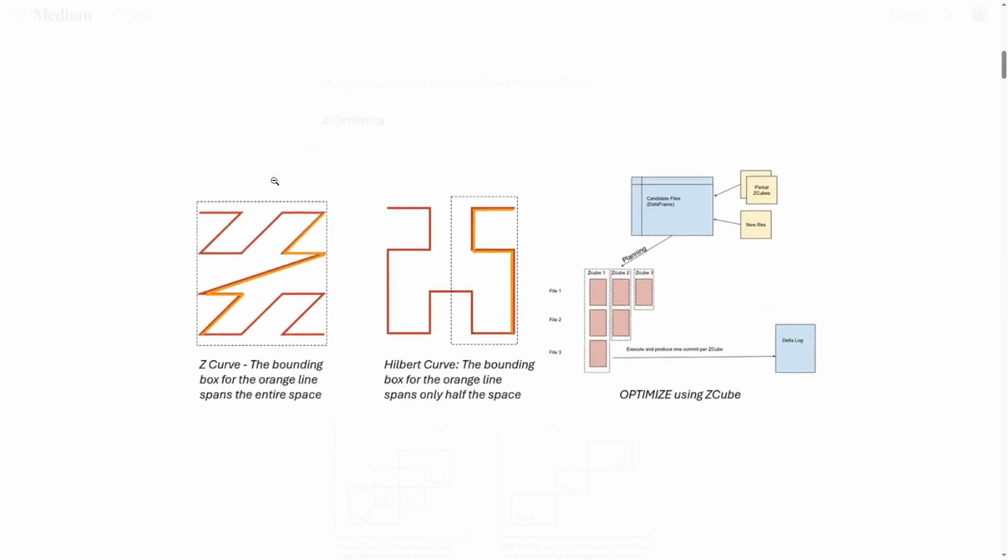And this is the Z order curve that we have. It goes from one quadrant to another, then comes diagonally, then goes right, then again diagonally. So that way, this curve or zigzag path is why the name is Z order. This Z curve, which is the bounding box for the orange line, if you see, spans across interlock.